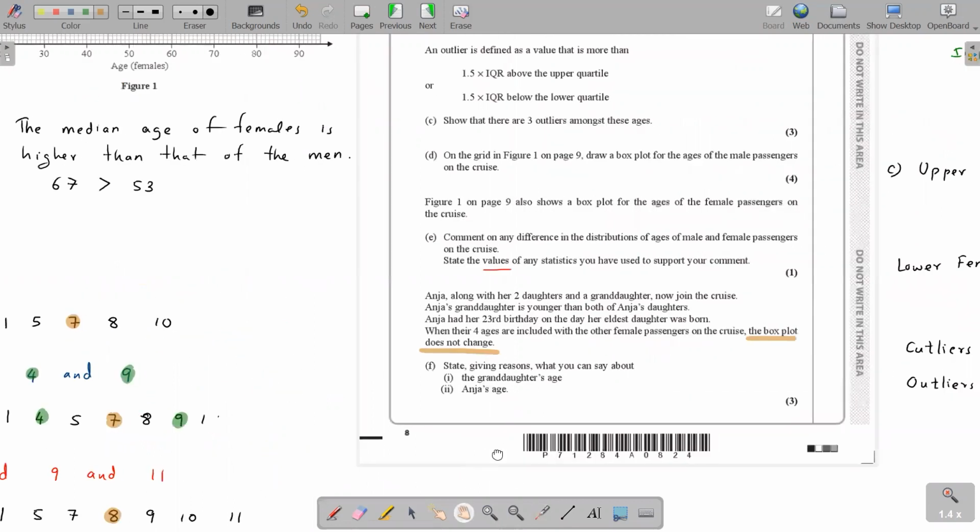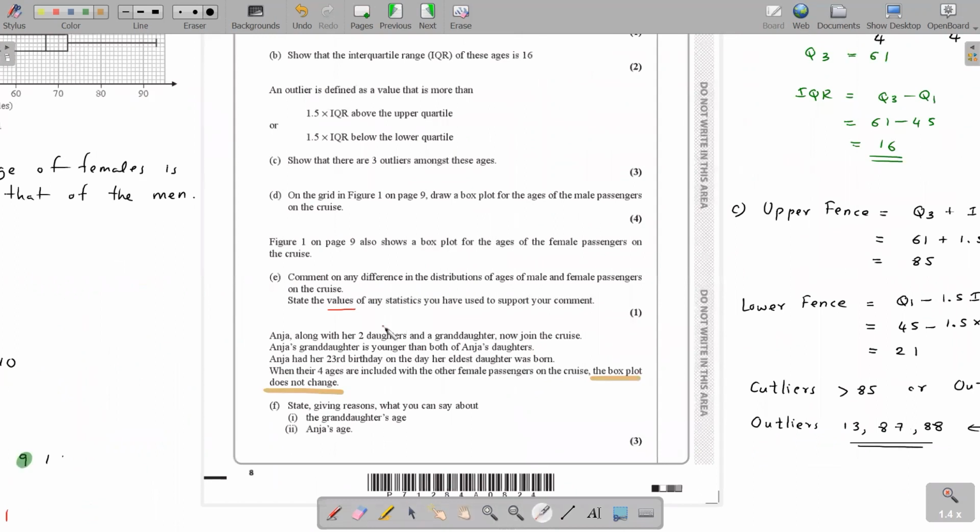Okay, let's see. Now they say here A along with her 2 daughters and a granddaughter now joins the cruise. A's granddaughter is younger than both of A's daughters. A had her 23rd birthday on the day her eldest daughter was born, which means what? It means A is 23 years older than her elder daughter, isn't it? A is 23 years older than the elder daughter. Okay, so that's the age gap. Basically, you have the age gap between A and her elder daughter.